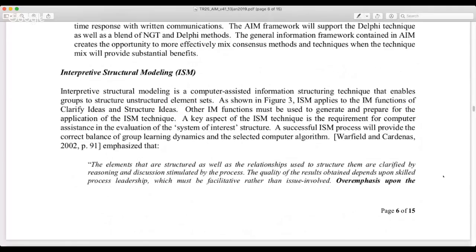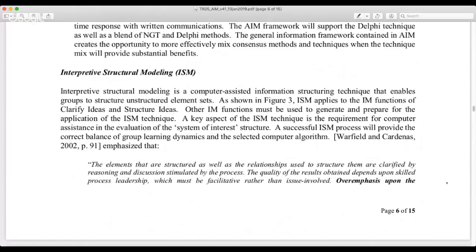A key aspect is the requirement that the computer systems evaluation, you need to have this computer assistance. That's one of the trademark, distinguishing, discriminating features of ISM. But a successful process will provide the correct balance of group learning dynamics and the selected computer algorithm. So there's kind of like the group learning in NGT, but using the computer algorithm to help you guide where the group is going.